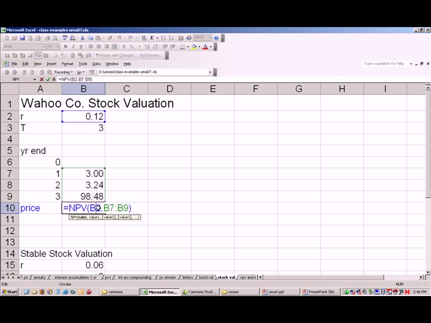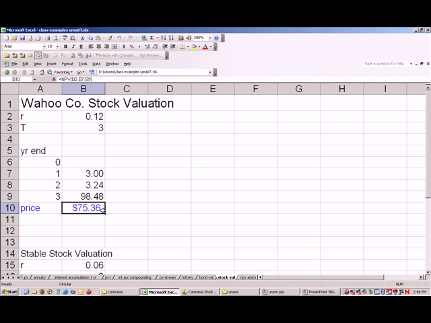this time I'll just kind of show you. It's invoking the NPV function. The rate is the 12% here in B2, and the cash flows are in these cells for years 1 through 3. And this stream of cash flows gives us a current market price for the Wahoo stock of $75.36.